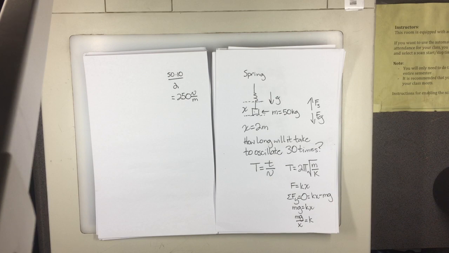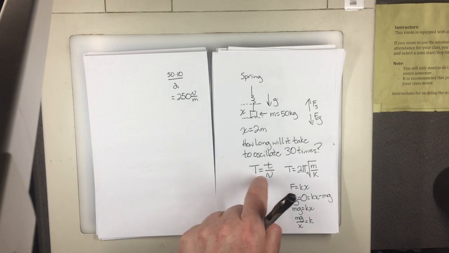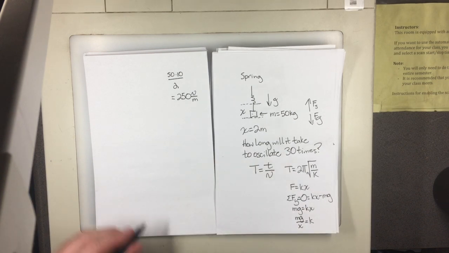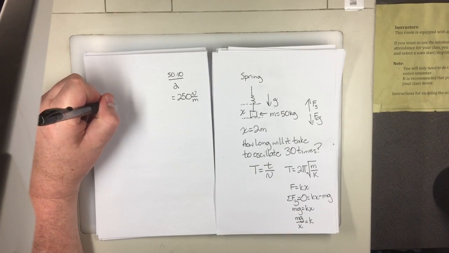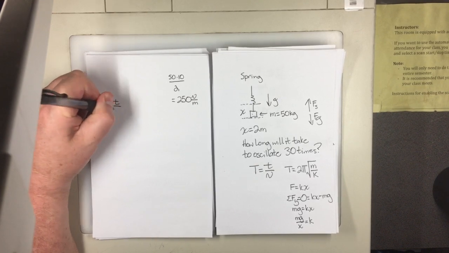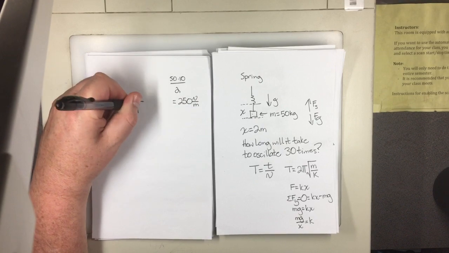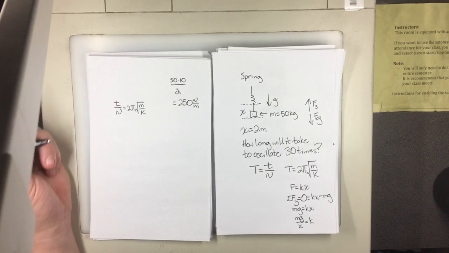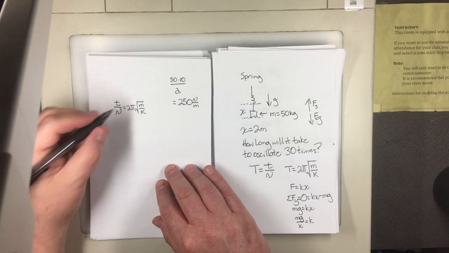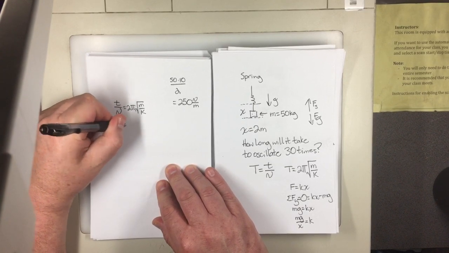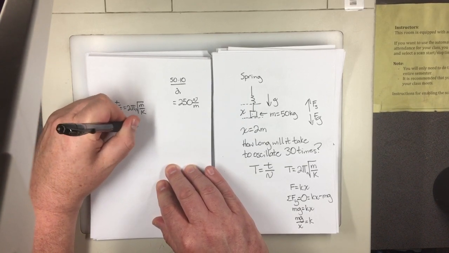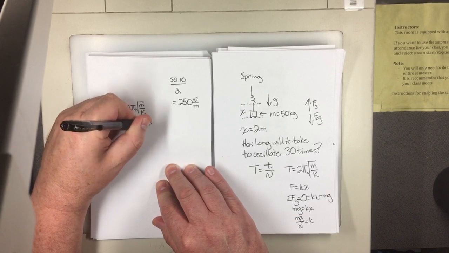Now for the second part, how long will it take to oscillate 30 times? The period is total time divided by n. So total time divided by n is equal to 2 pi square root of m over k. I'm looking for the total time. Total time is 2 pi n square root m over k.